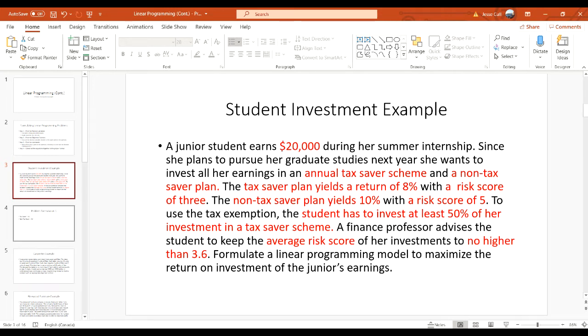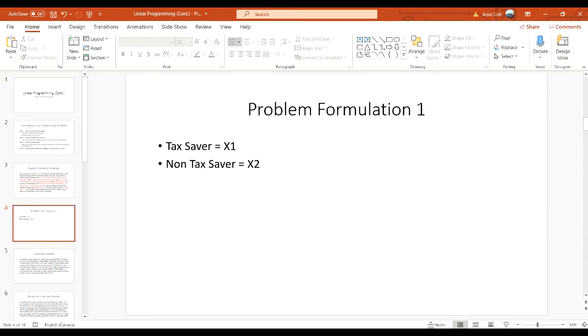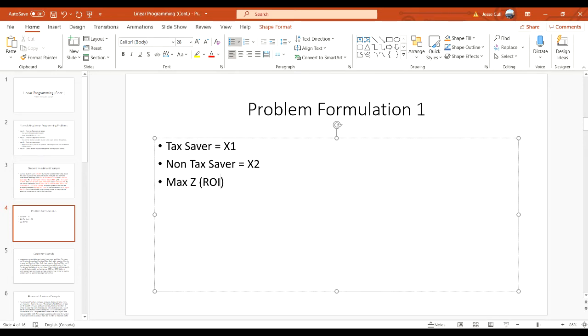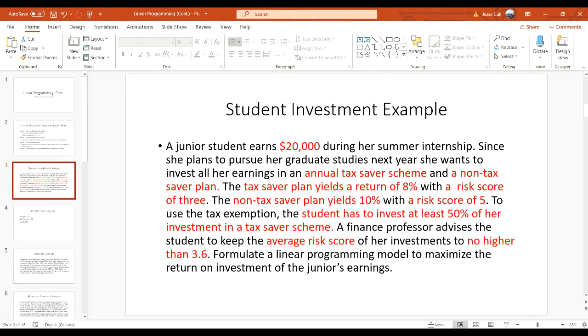So we come back here, we go to max Z, always max or min Z. And Z doesn't have to be entered in, but I will enter here its return on investment. And our return on investment, we see, is X1, the tax saver plan, 8%. The non-tax saver plan yields 10%. So now we have how our return on investment relates to the real world.